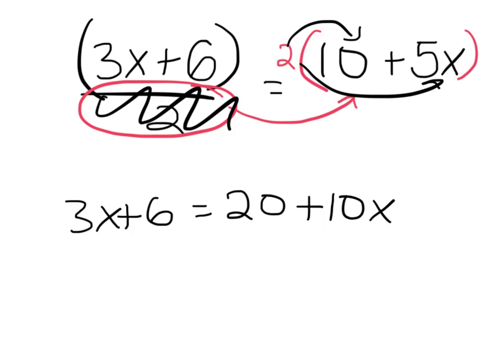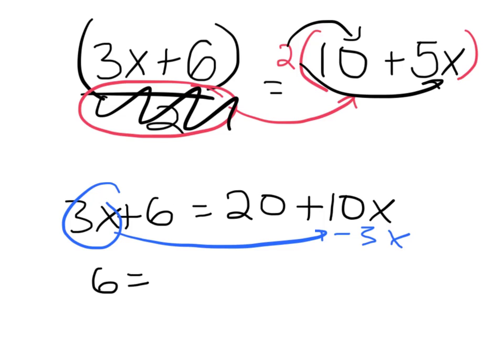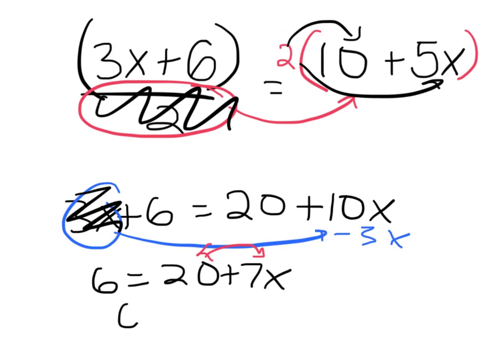Now I'm going to move my 3x over because it has a smaller number. And it becomes minus 3x. 6 equals 20 plus 7x. I'm going to rewrite the problem. And I get 6 equals 7x plus 20.